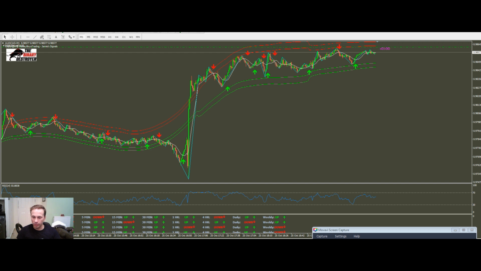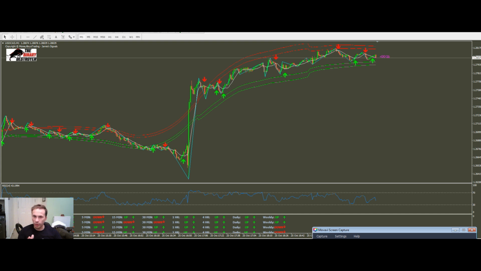Hold on, let me load up USD CAD again. But can you see that? Massive spike up and then it just goes flat. Oh, sorry about that, my computer is going to freeze.